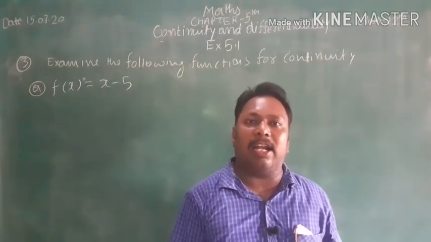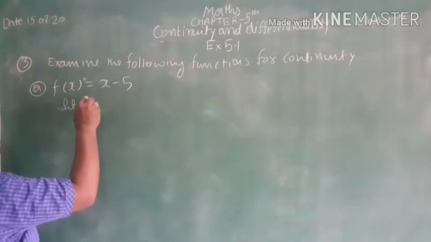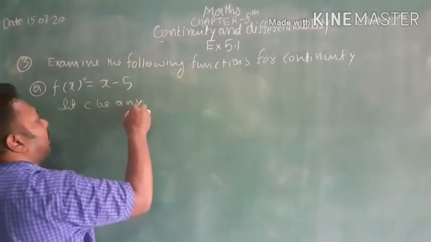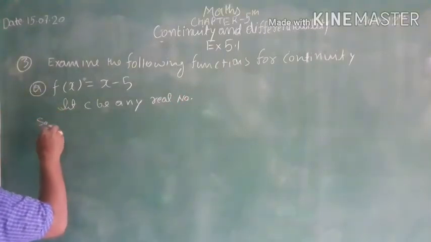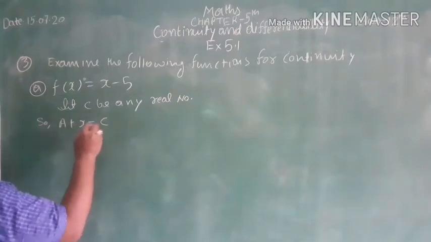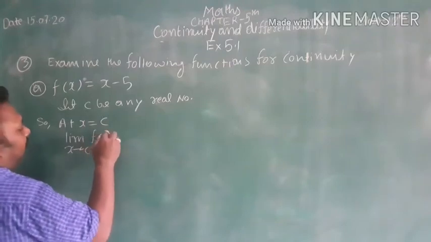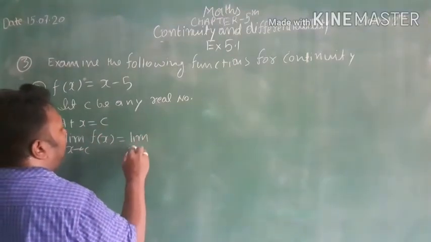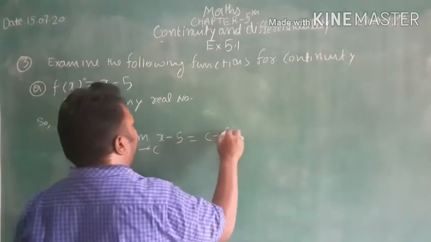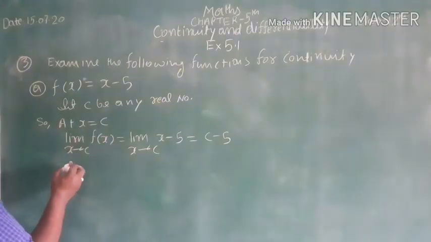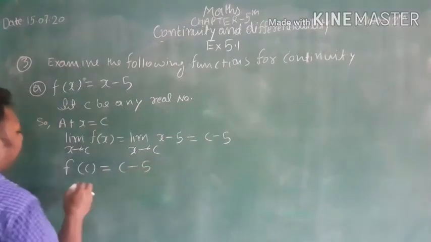So first we take a specific point. Because all are real valued functions, let C be any real number. So at x = C, limit x tends to C, f(x) equals limit x tends to C, we put the value x - 5, C - 5. Now we find out the value of f(C), that is also C - 5.